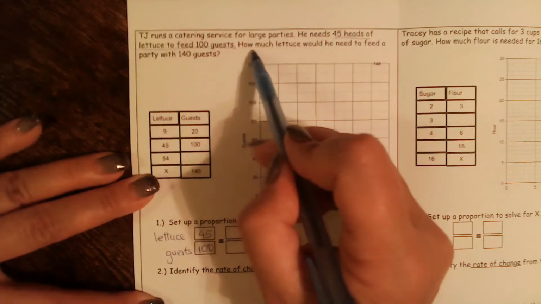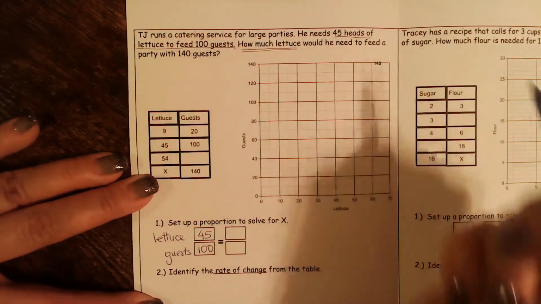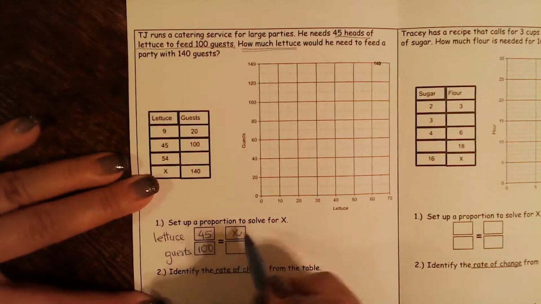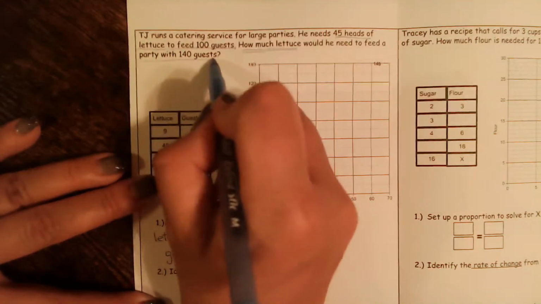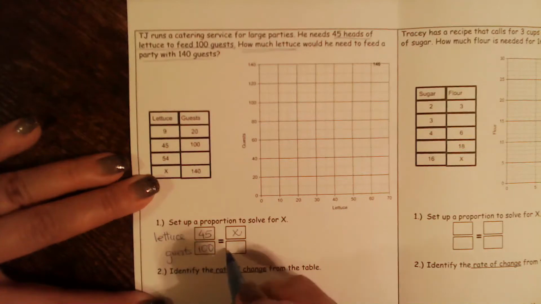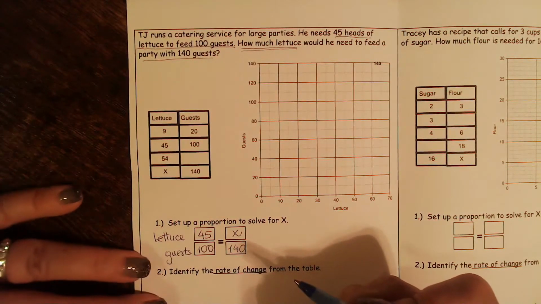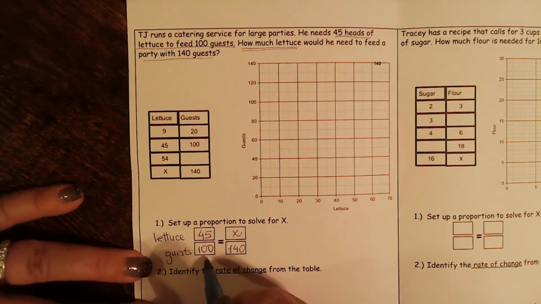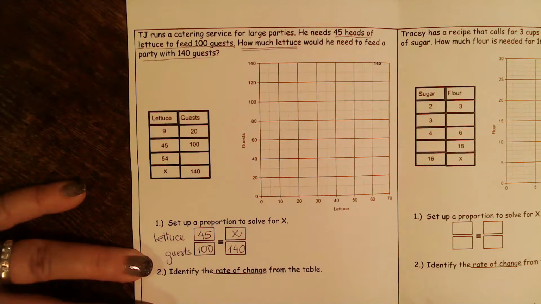Question. How much lettuce, so we don't know, that's going to be the variable, would he need to feed a party of 140 guests? That part of information I know, 140. So from the given ratio, 45 to 100, I can set up the proportion and find out how many heads of lettuce I would need for a larger party of 140 guests.